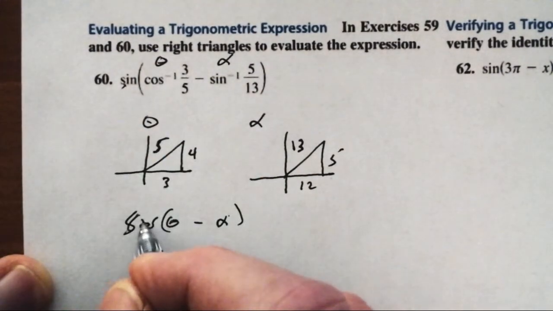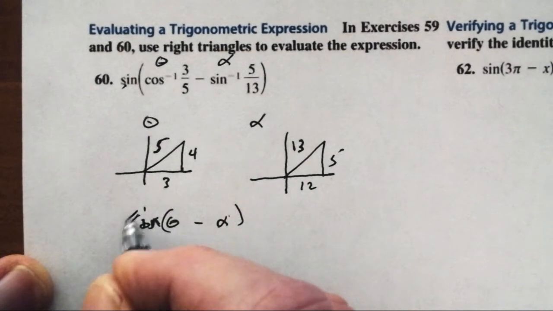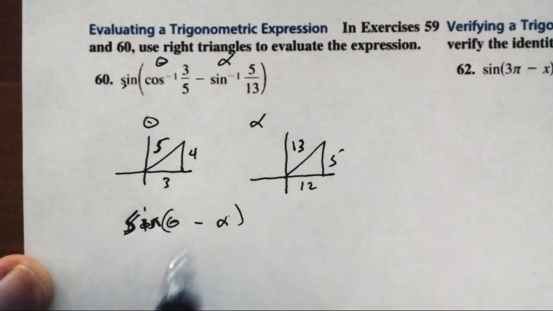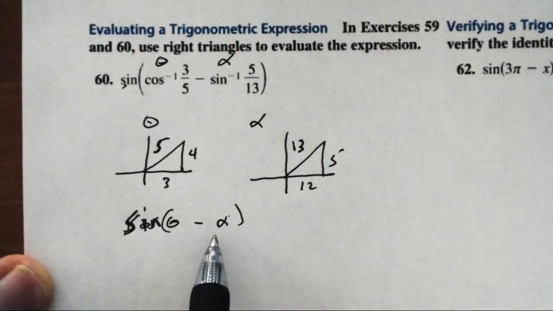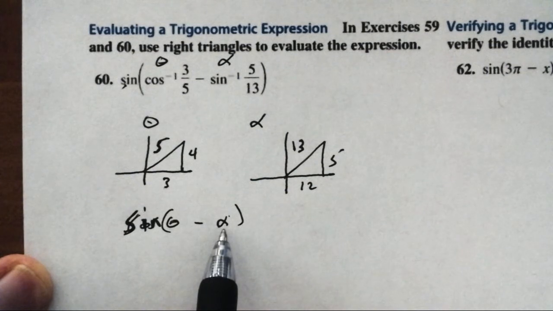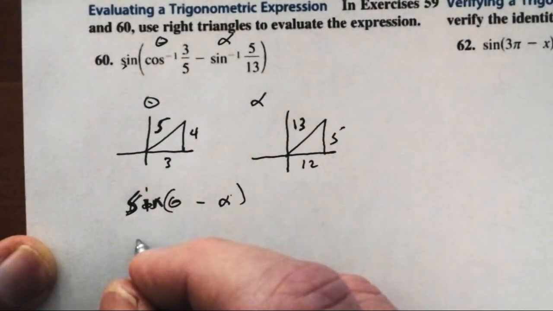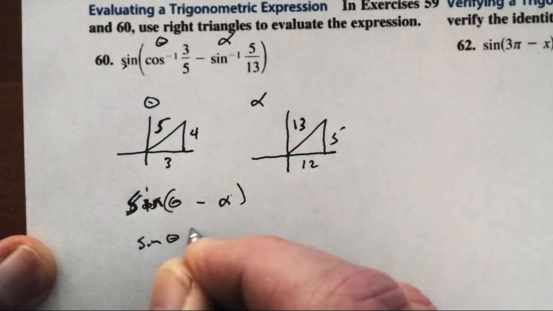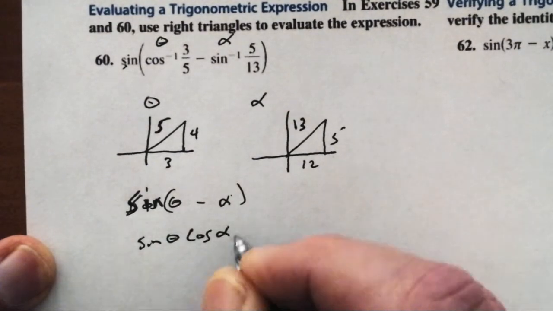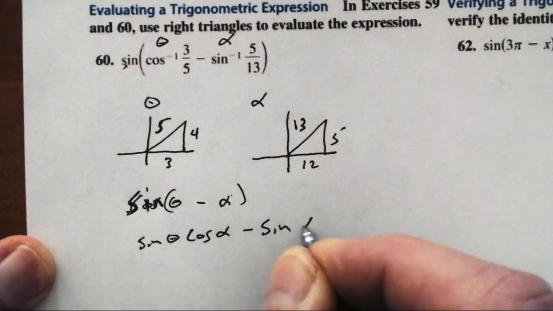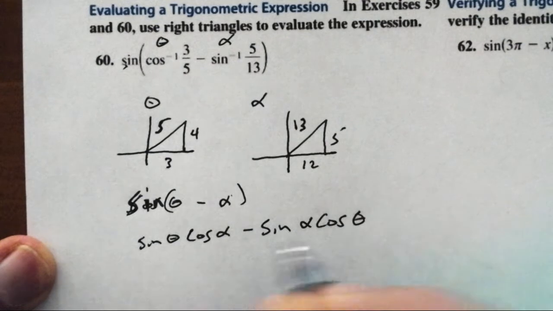sine of, that's good that we switched to sine. Sine of theta minus fish, we should know what that one is by now. Sine of a difference is sine cosine minus sine cosine, switch the angles. So it's sine of theta cosine fish minus sine of fish cosine theta.